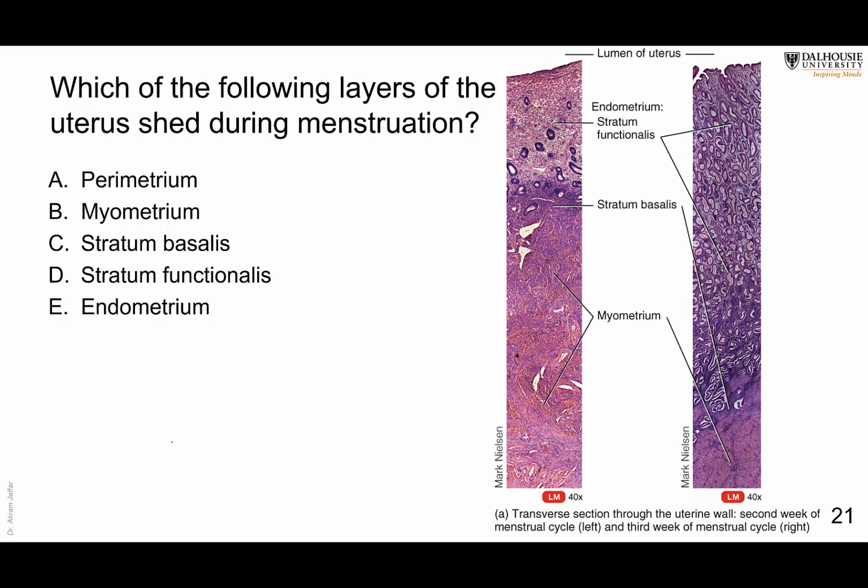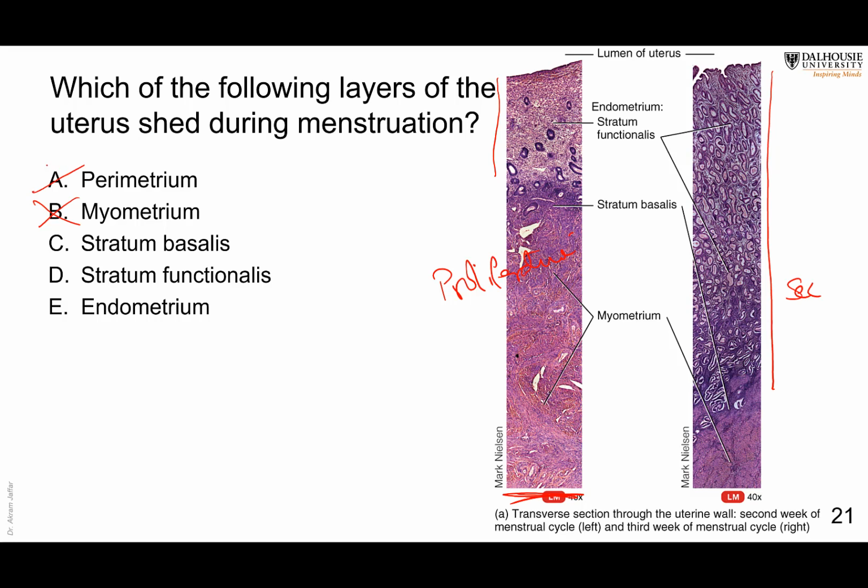You can see here in the section on the left, this is at the second week of the menstrual cycle, and you can compare the thickness of the endometrium here to the thickness of the endometrium on the right side, which is in the third week of the menstrual cycle. This is the secretory phase of the menstrual cycle, and this one is the proliferative phase. The myometrium does not shed. The perimetrium is formed of connective tissue and covered with peritoneum.